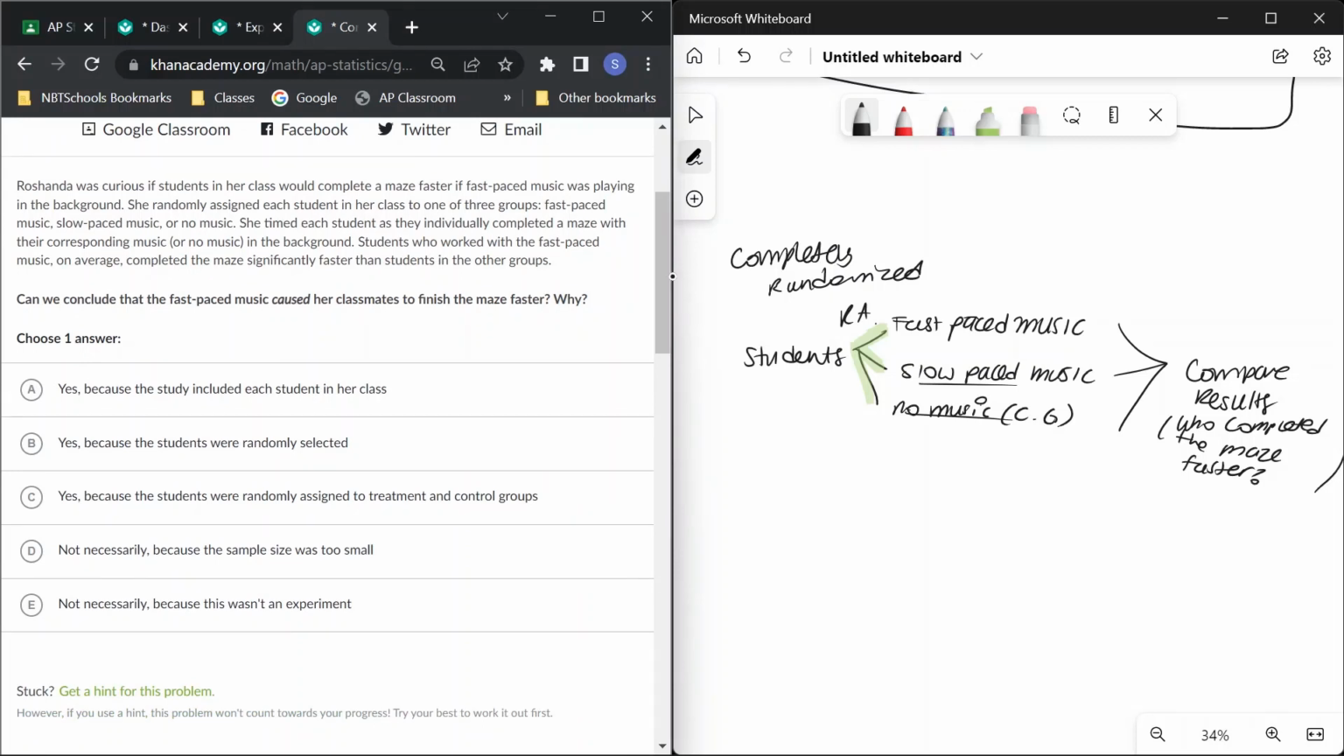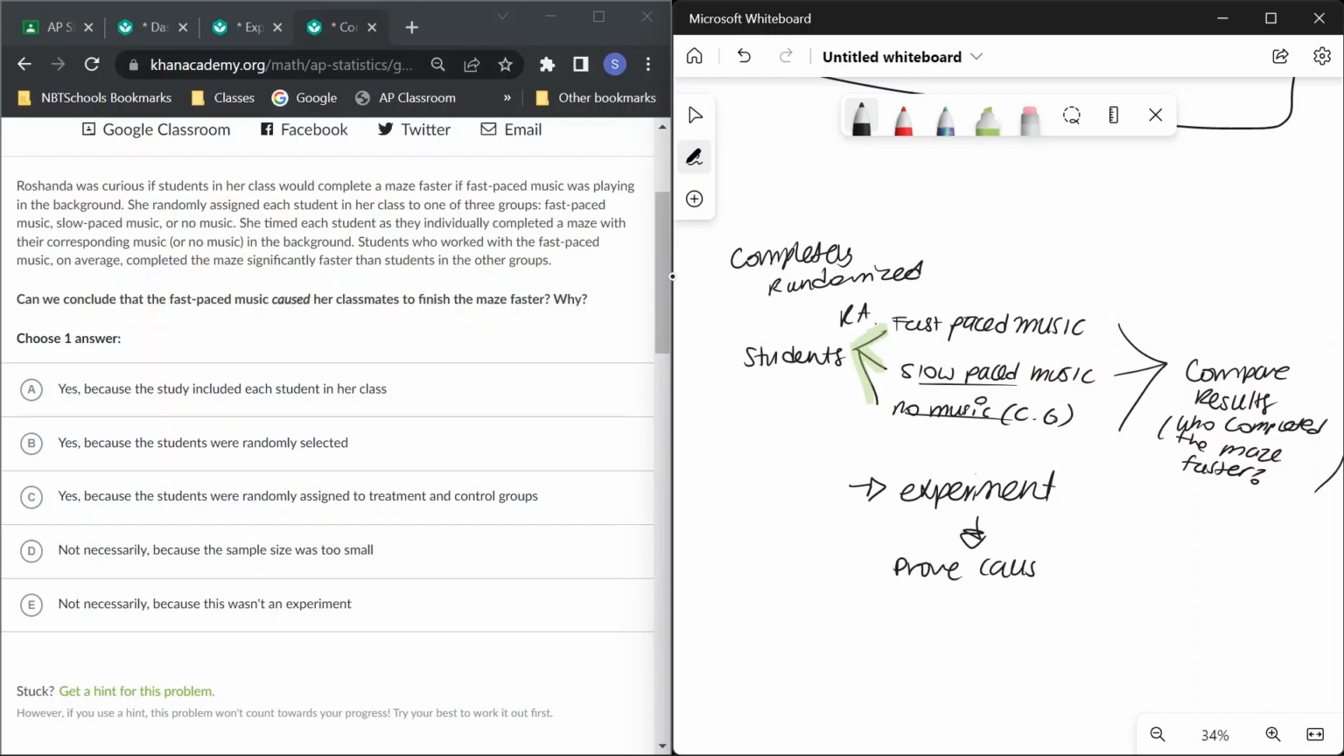So now the question is, can we conclude that the fast-paced music caused her classmates to finish the maze faster? Why? I like to go over what's cause. So you can only prove causation if it's an experiment. Let me write that. If it's an experiment, you can prove causation.